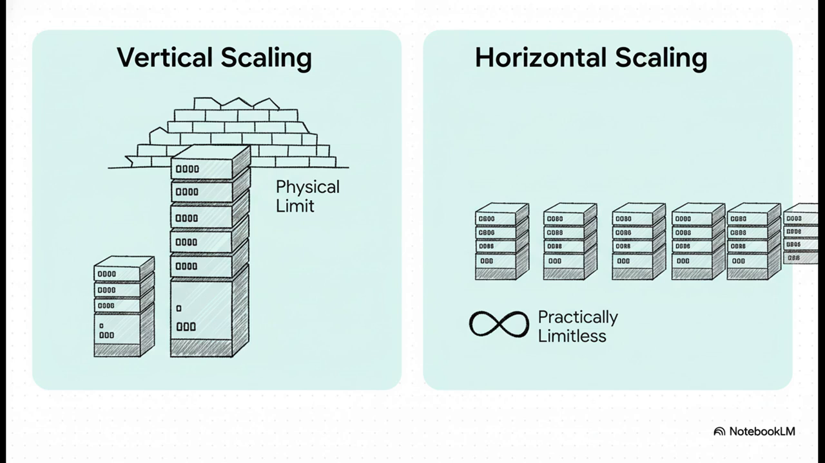The first is vertical scaling. This is like buying a bigger, more powerful computer. More RAM, a faster processor. You just keep upgrading to a bigger box. But eventually, you hit a hard physical limit. You just can't buy a bigger machine.